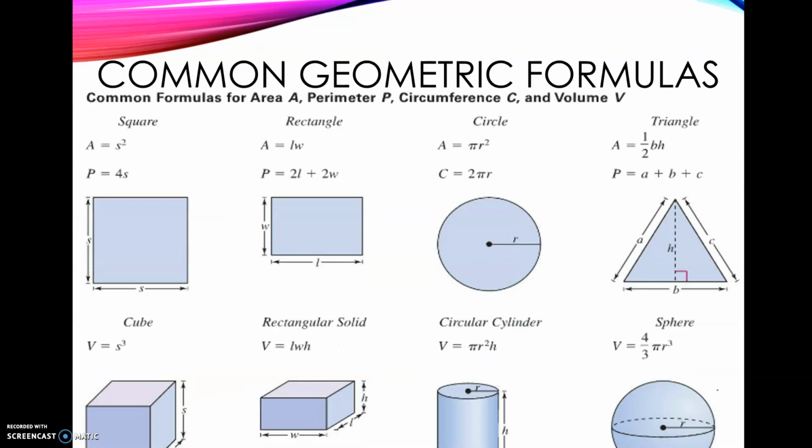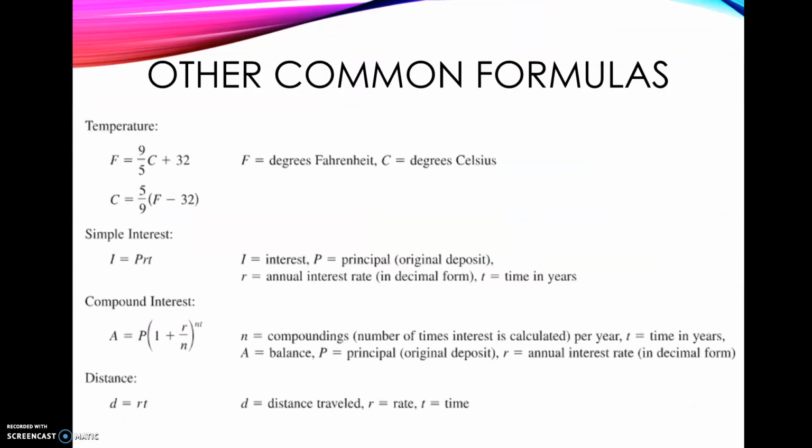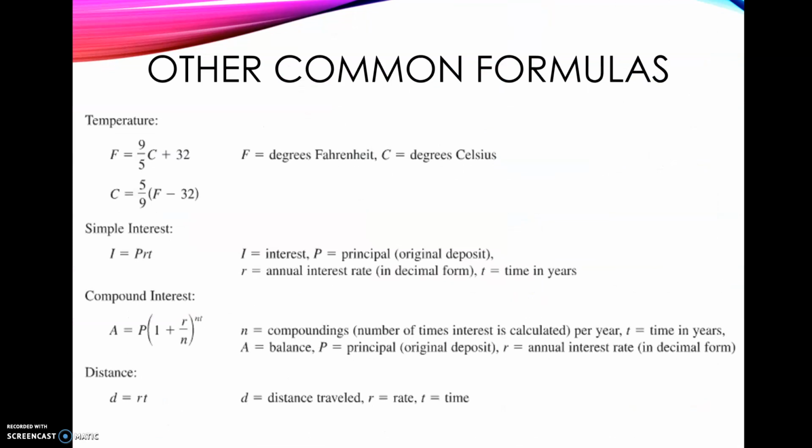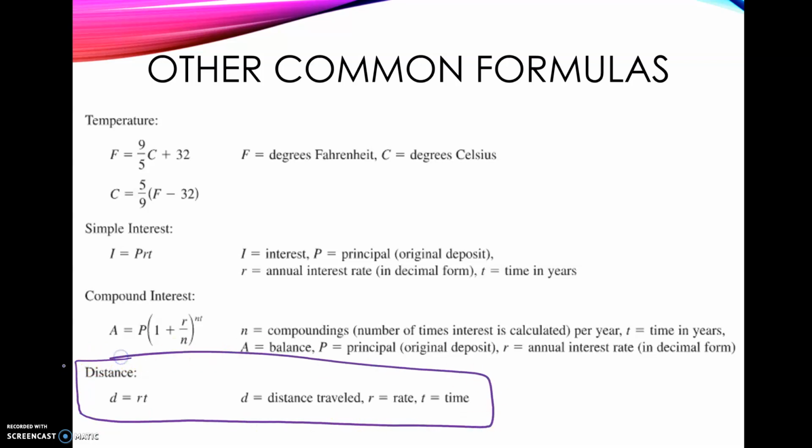You do have this page in your notes. This is common geometric formulas. I don't think you really need the square and the rectangle formulas because when it's a four-sided figure like that, you can figure out perimeter, add up all the sides, area, length times width. But here's some common formulas for circles, triangles, and the solids. And the next slide is some other common formulas. There's going between Fahrenheit and Celsius, simple interest, compound interest, and distance. We are going to use the distance formula quite a lot. So D equals RT, that's one that you should kind of have in the back of your head.